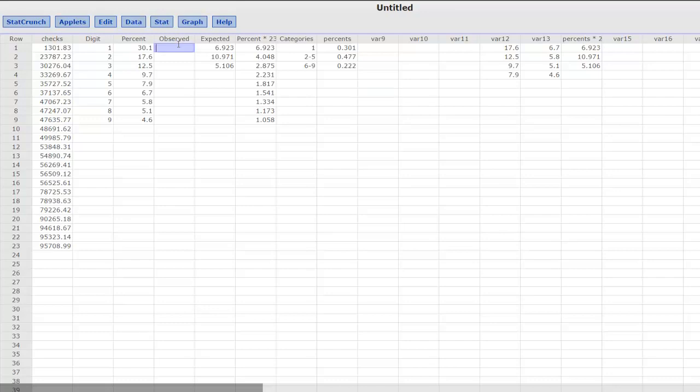Now I need to figure out my observed. Remember, this is still category 1. So how many of my checks started with a 1? They've already ordered it for me, so I don't have to sort them. And I can see that I only have one check that started with a 1. And then how many started with a 2 through 5?